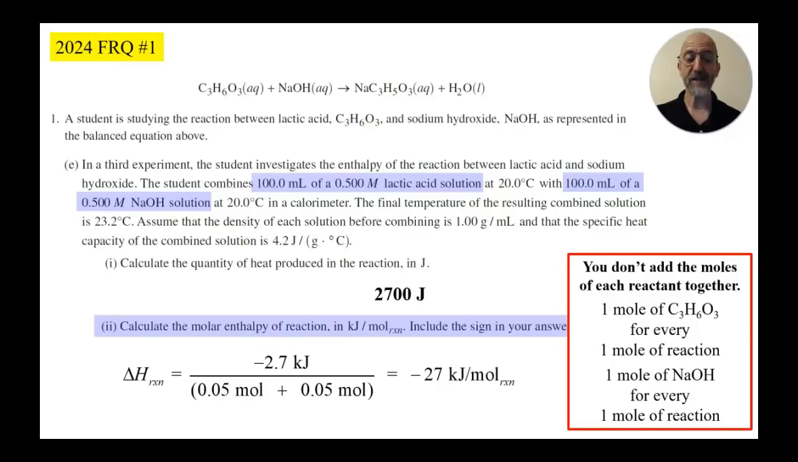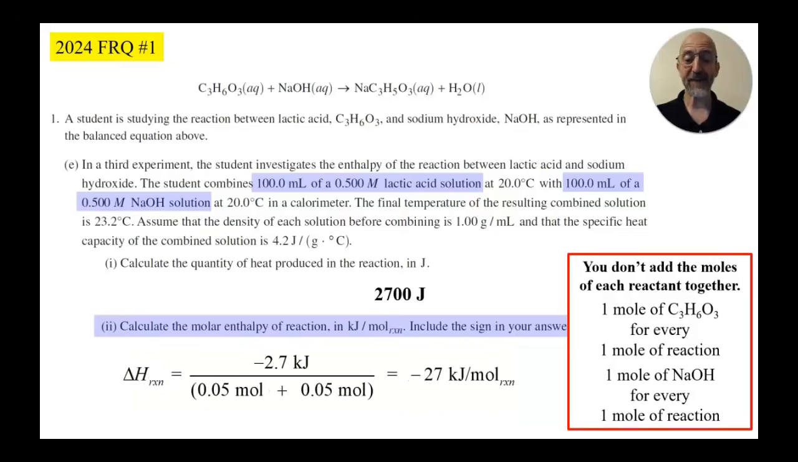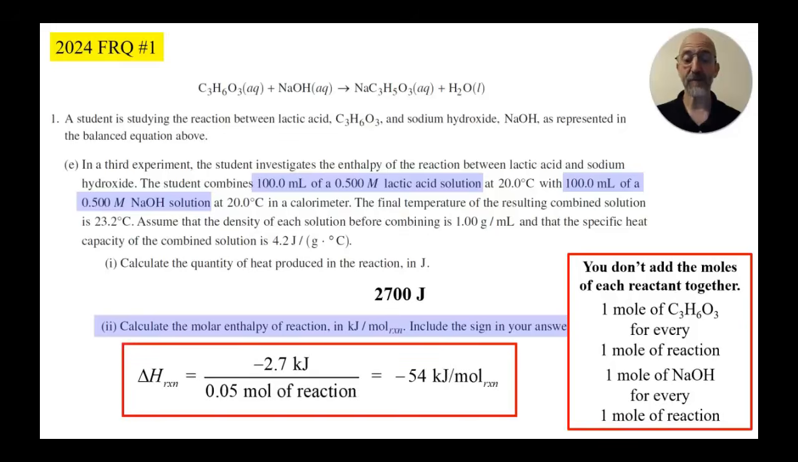What I got was negative 27 kilojoules per mole of reaction. Let me go ahead and correct my mistake. It should be negative 54 kilojoules per mole of reaction. So adding the moles together was incorrect. Using the moles of the limiting reactant, in this case I could use either one because they are the same, that gave me negative 2.7, again negative because it's exothermic, 2.7 because I divided by 1,000 to go from joules to kilojoules, and then I picked just one of the reactants, not both.